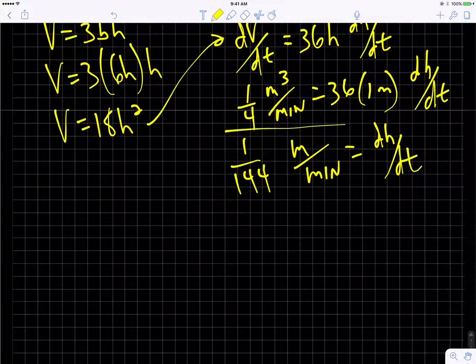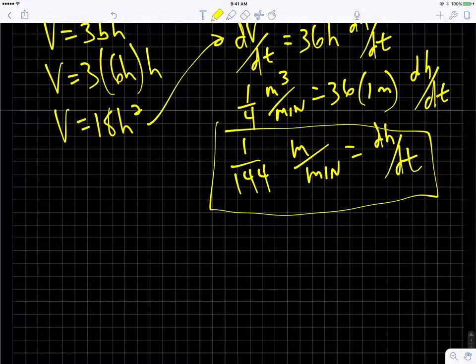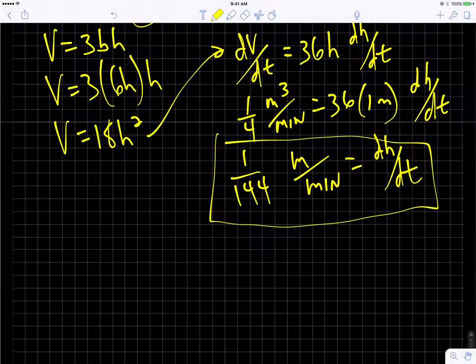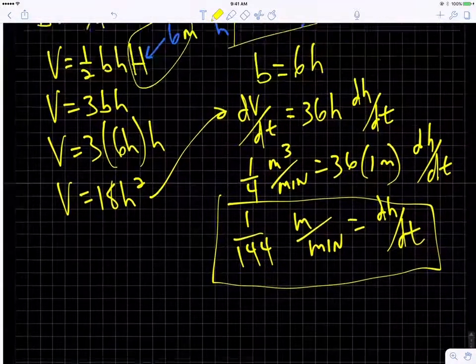That's the final answer for part B. And that's the rate at which the water level is rising. In the next minute, you could expect it to go up by 1/144th of a meter in the next minute.